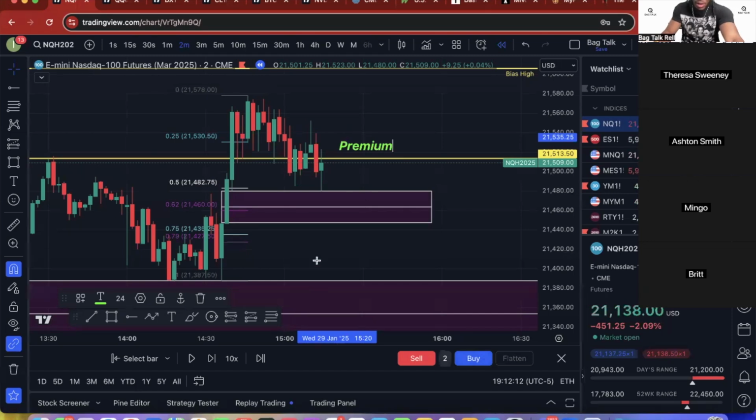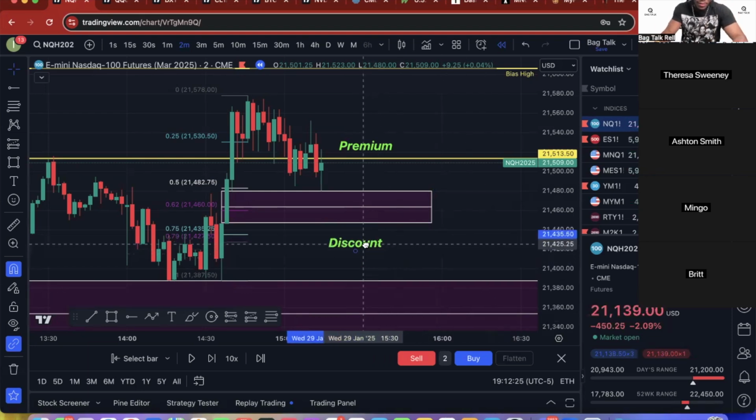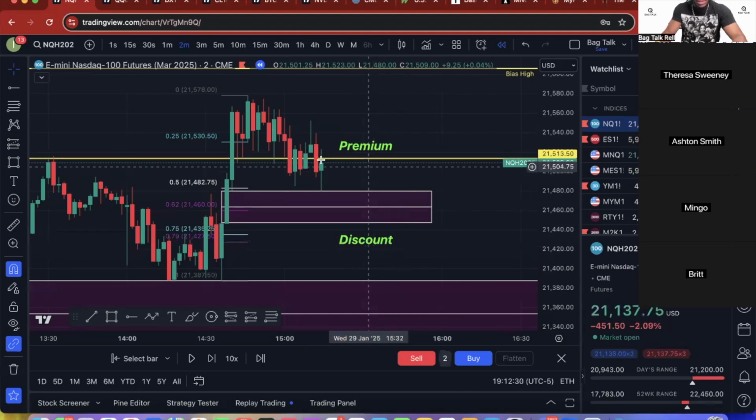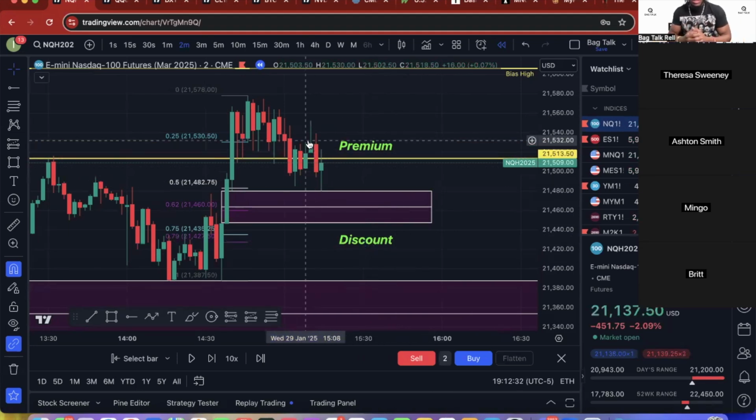And I didn't say this one last time, but the bottom 50% of that range is called discount. All right, so we're gonna write discount. I can't even type. That's sad, ain't it? Lower 50% is called a discount. So what does that mean to you? If we're bullish, great PD arrays exist in discount.